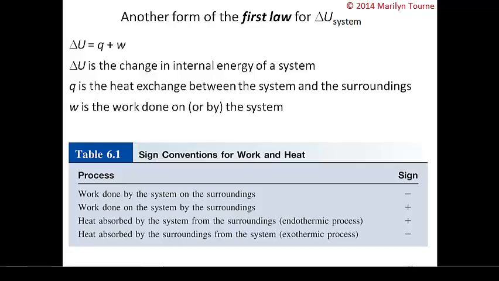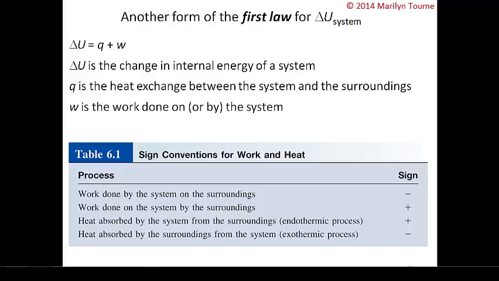So the internal energy of a system is equal to the sum of the heat exchange, that's Q, okay? So the heat exchange between the system and the surroundings, plus the work, which is W, the work that is done on or by the system. Now, I know this sounds a little confusing, but I'm telling you, this is really easy, so just stay with me.